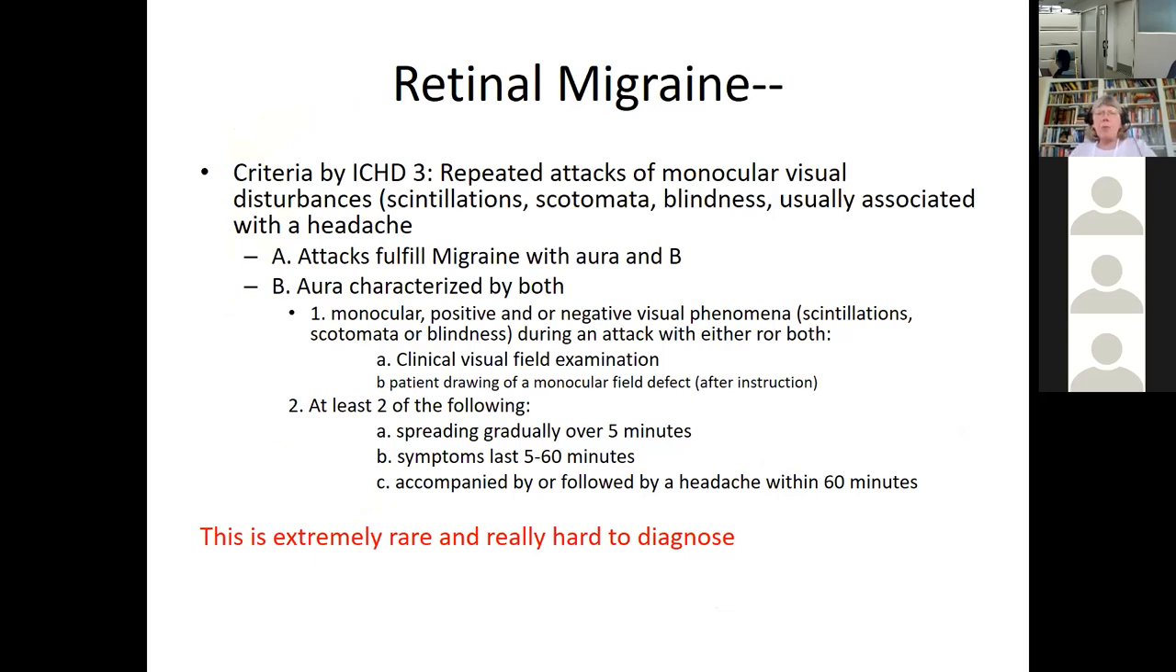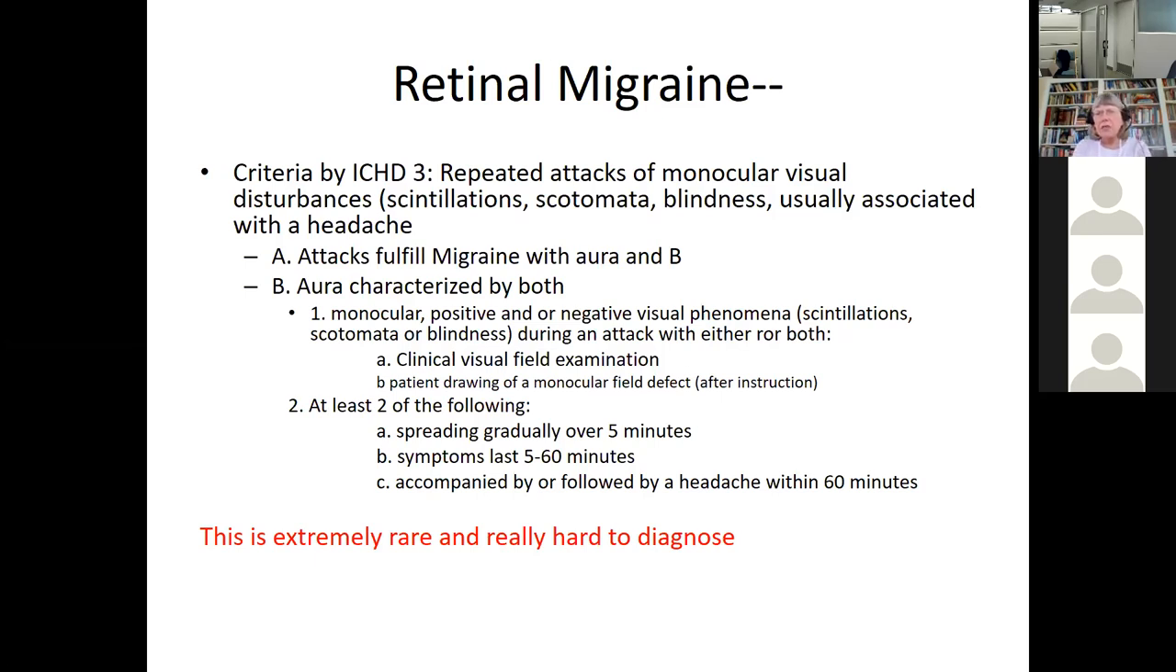Okay, I want to talk about retinal migraine. And I want to talk about this because it's important to differentiate retinal migraine from transient monocular blindness associated with carotid artery disease, okay? Retinal migraine, first of all, is rare. It is repeated monocular visual attacks, usually scintillations, blindness in one eye. And it's usually associated with a headache. And you can have positive phenomenon, you can have negative phenomenon during the attack, either or both.